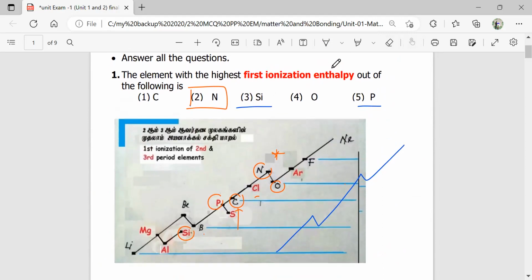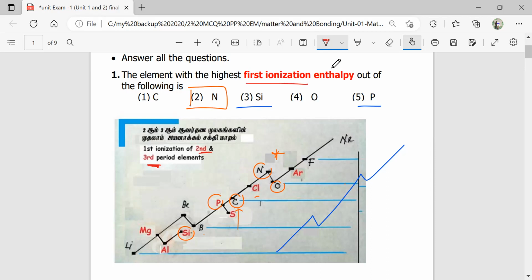The graph includes second ionization energy, first ionization energy, second period as well as third period. First ionization energy, second and third are included here, right? This is the most convenient approach. Both graphs are together. If you plot this graph, you can easily work out the issue, right? First ionization energy, quick to determine.